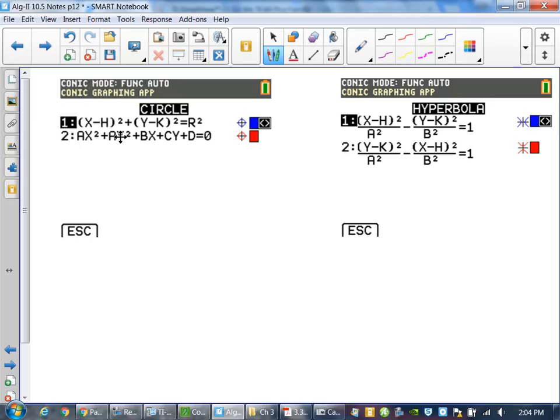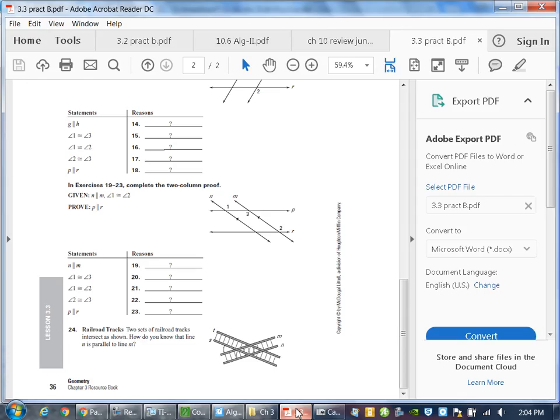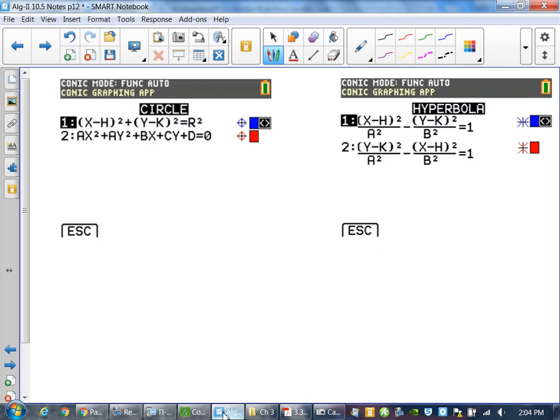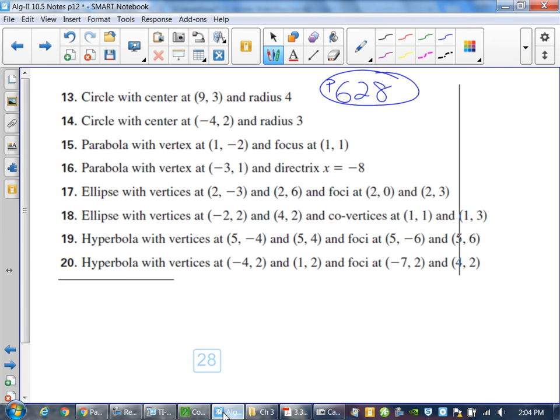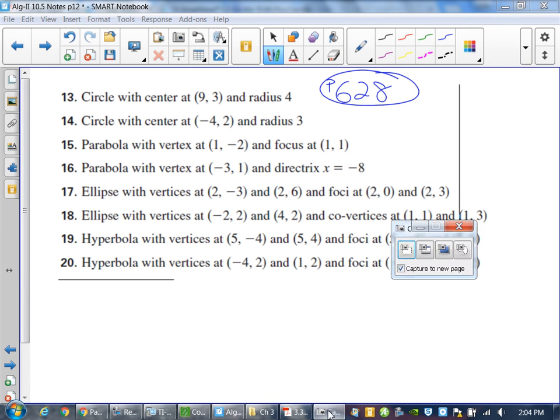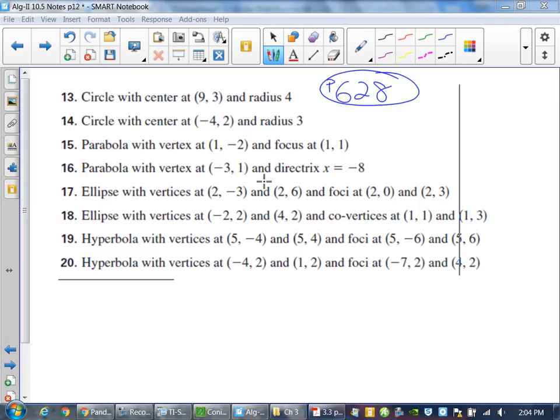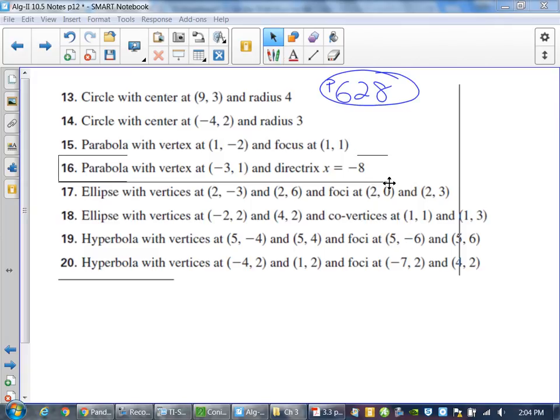What else do you want to look at? 16. I'm guessing we're really looking forward to seeing number 16. Yeah, 16. Parabola. Hey, I already did this problem. I could just go back and look at the backboard.